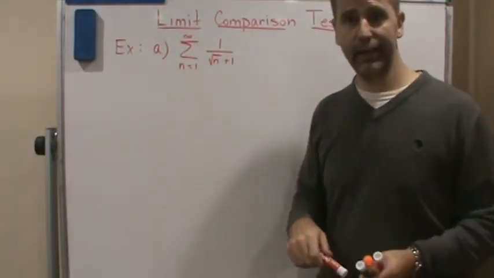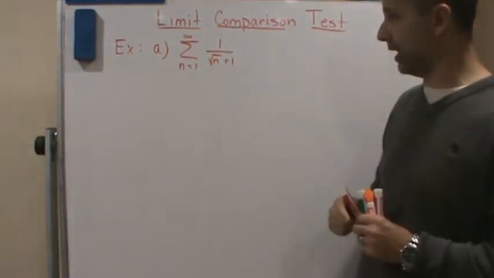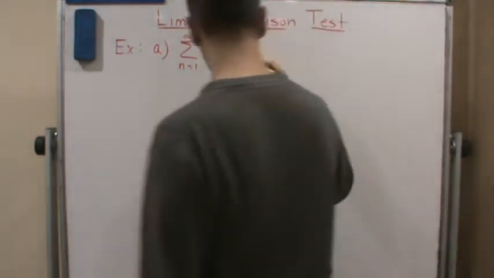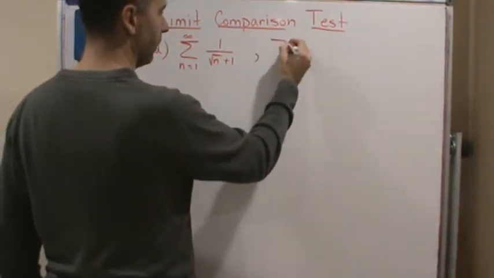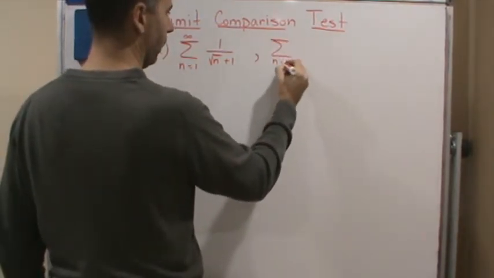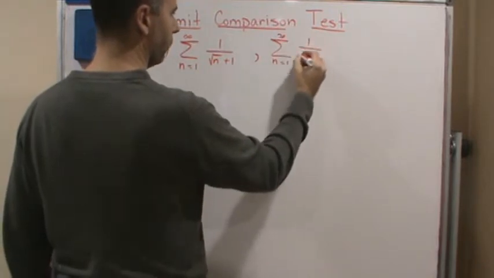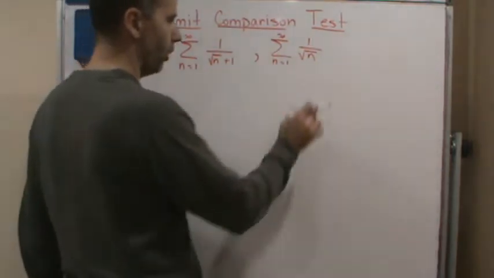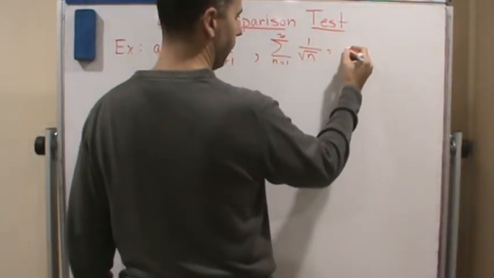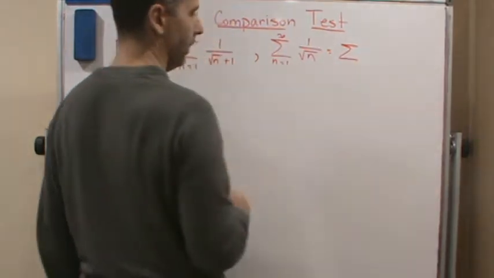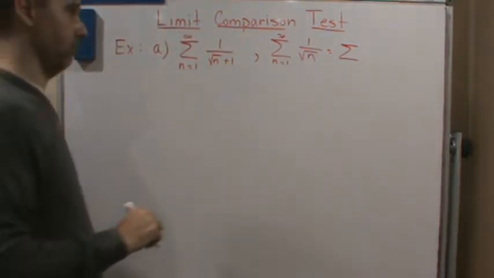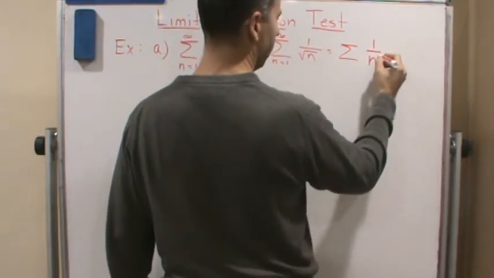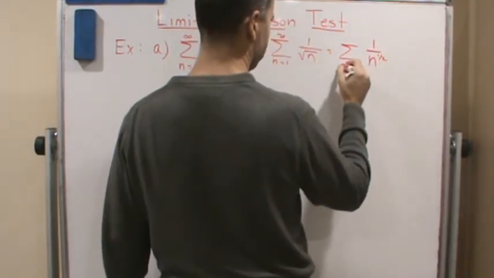Okay, so welcome. Now, in this example, we're going to use a limit comparison test to see whether this converges or diverges. So what we're going to do is compare it to this series, the sum from n equals 1 to infinity of 1 over the square root of n. Now, notice that this is, what? It's a p-series, right? So this is 1 over n to the 1/2.